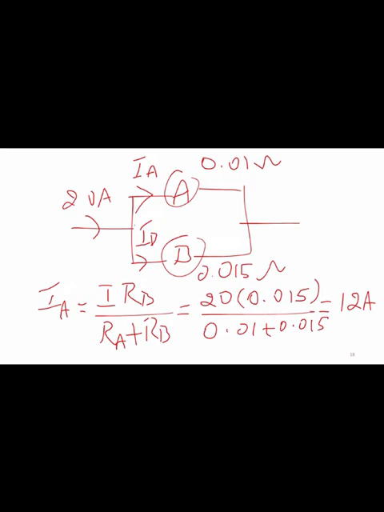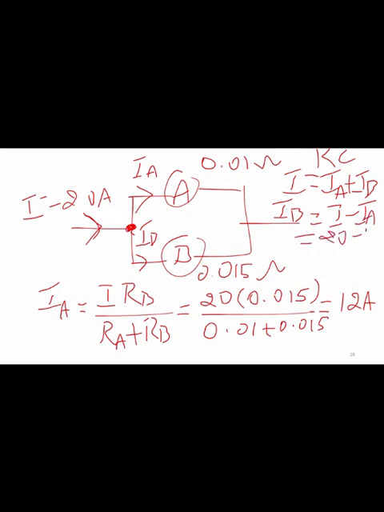From KCL, we can consider this as a node. The entering current will be 20 amps, that is I, the total current. The leaving currents will be IA and IB. So from KCL, I is equal to IA plus IB. Therefore IB is equal to I minus IA, which is 20 minus 12, so we get 8 amps. So the current flowing through ammeter A is 12 amps and through ammeter B is 8 amps. This is how we can solve for the current flowing through both ammeters.